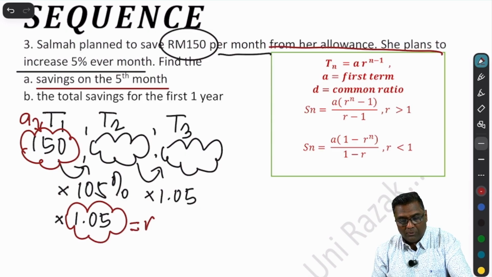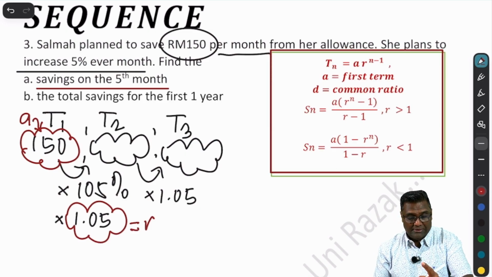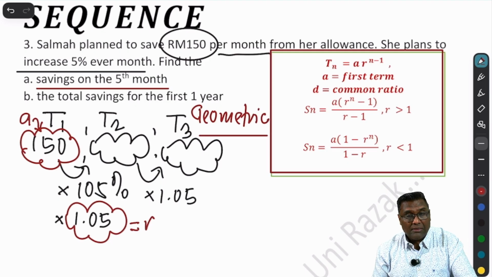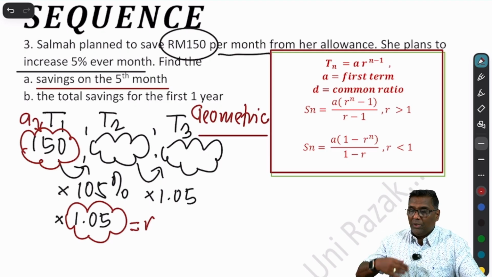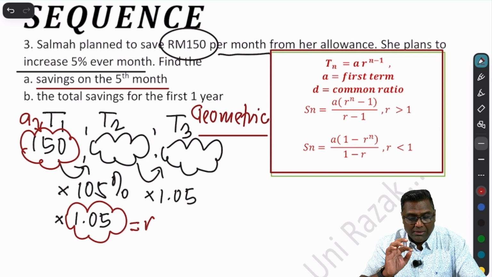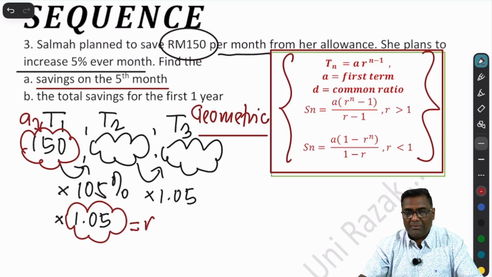So I go to the formula. And I think I remember telling you this very clearly. When you multiply, it triggers the keyword called geometric. So we are looking at geometric. When you plus, you minus, arithmetic. When you multiply, geometric. So the formulas for geometric are already here for you. No need to memorize formula.